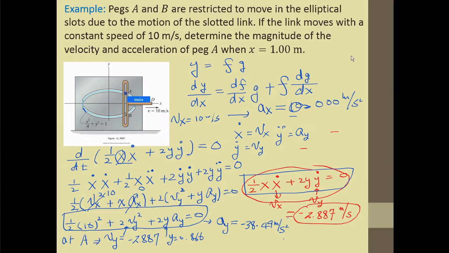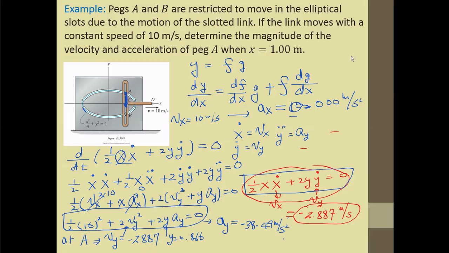At point A, acceleration x component is 0, y component is negative. So the y component, this is it. A sub x is 0. A sub y equals negative 38.